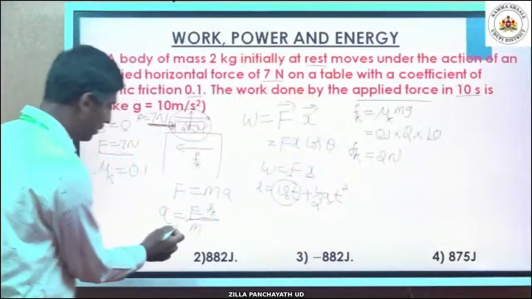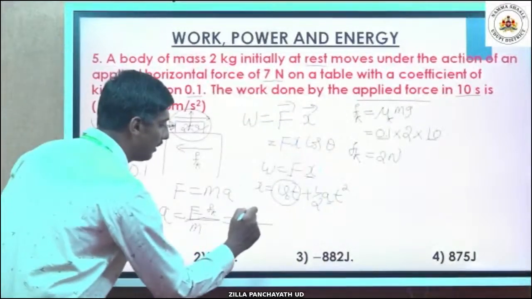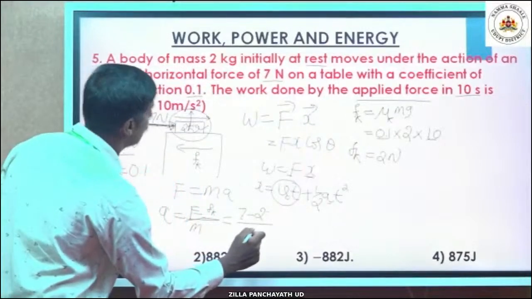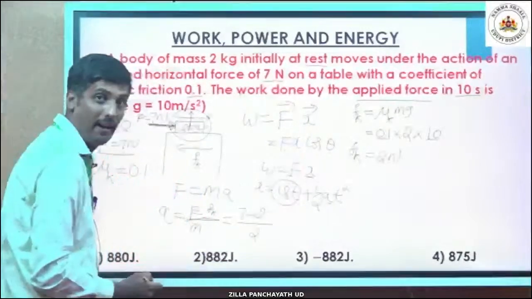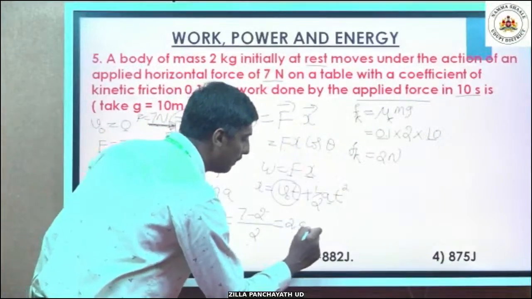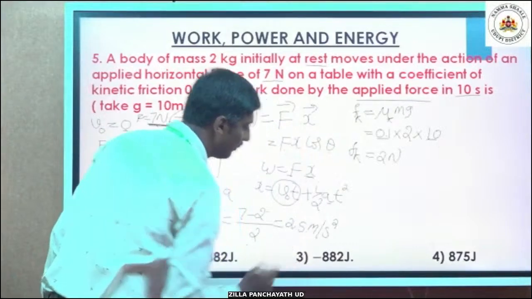Then come back to the acceleration. So acceleration is equal to F net, 7 minus Fk, 2, divided by mass, which is 2. So 7 minus 2 is 5. So 5 by 2 is nothing but 2.5 meter per second square. This is the acceleration, 2.5.